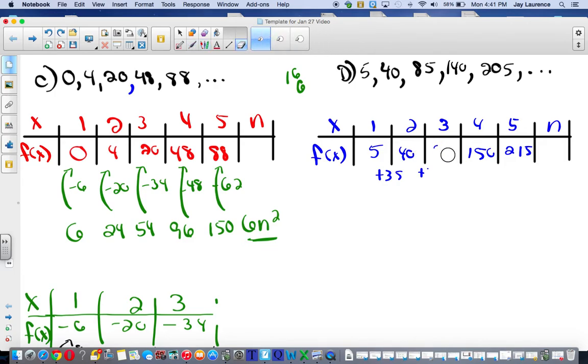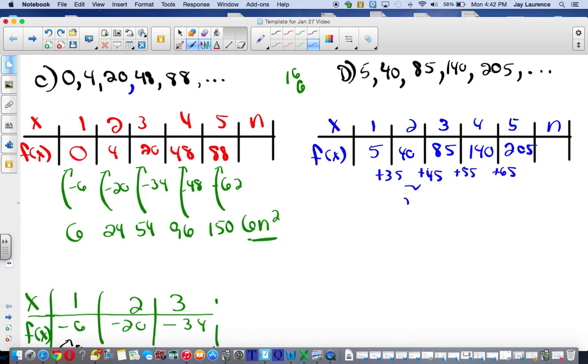So let me change these numbers here. Get them right, Mr. Lawrence. Take your time. It's okay. And let's see here. What do we say? We're going to 85 and 140. And then 205. All right, so this is plus 45. I believe this is plus 55, and this will be plus 65.